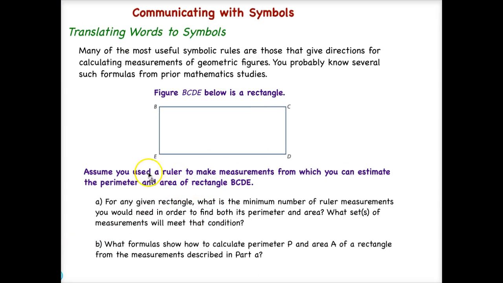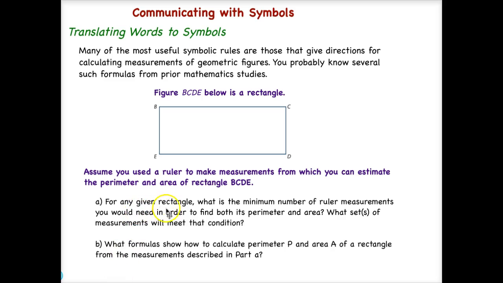Let's do one final example. Let's look at a geometric formula. Many of the most useful symbolic rules are those that give directions for calculating measurements of geometric figures. You probably know several such formulas from prior mathematics studies. Let's look here at this rectangle. Figure BCDE below is a rectangle. Assume that you used a ruler to make measurements, from which you can estimate the perimeter and area of this rectangle.